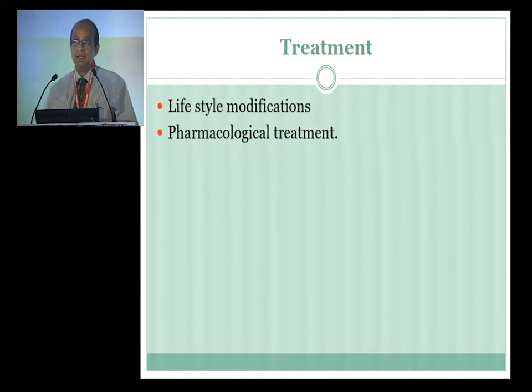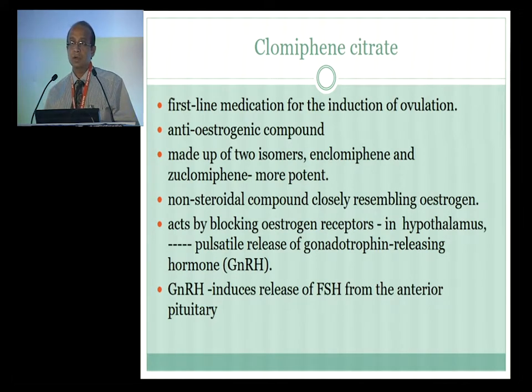Now coming to the treatment: lifestyle modification and pharmacological. Among the pharmacological options, clomiphene citrate is the first line agent for the induction of ovulation. It's made up of two isomers, en-clomiphene and zu-clomiphene. Zu-clomiphene is more potent. It resembles estrogen, so it acts by blocking the estrogen receptor in the hypothalamus, which leads to pulsatile release of gonadotropin releasing hormone, which in turn releases FSH.